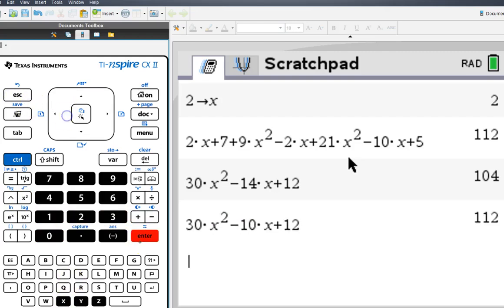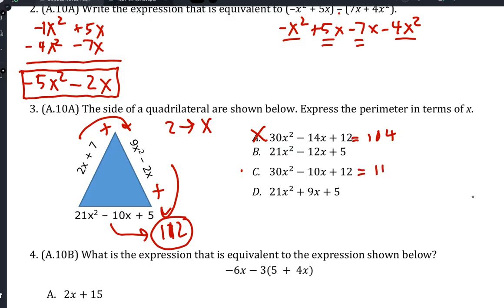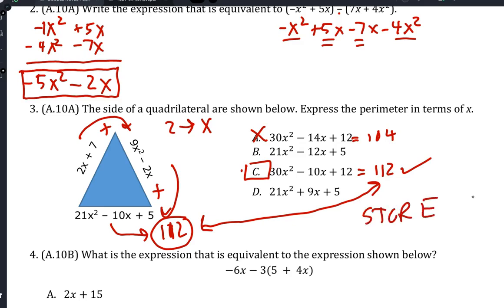So I got my answer in, and ding, ding, ding, ding, ding. Y'all see how 112 repeats. So the 112 is going to be the right answer. So C works, okay? All you got to do is type in the store. That's all you have to do. If you have multiple choice items, you'll use store, okay? Always use store for multiple choice.